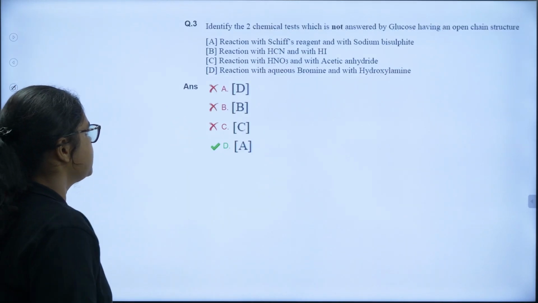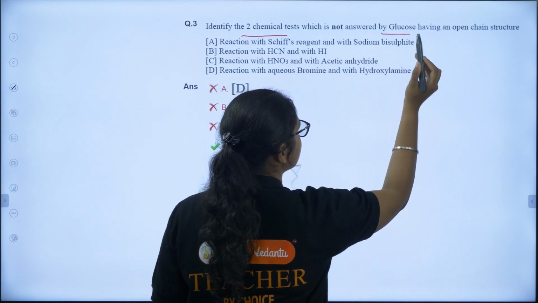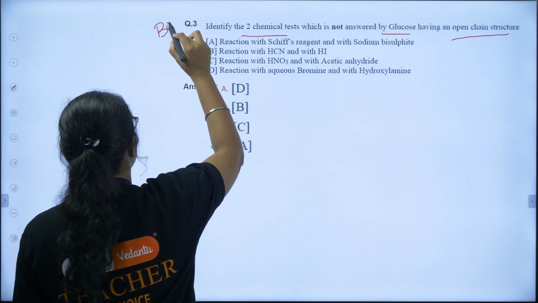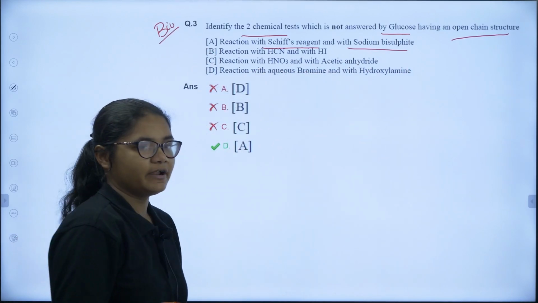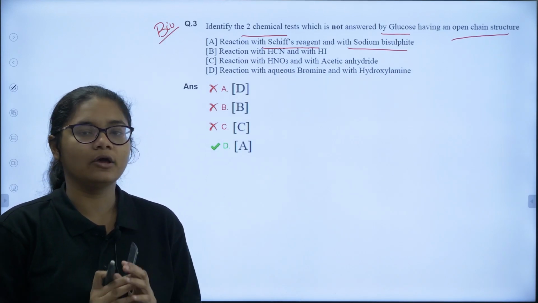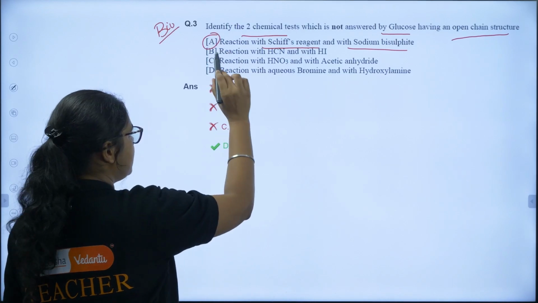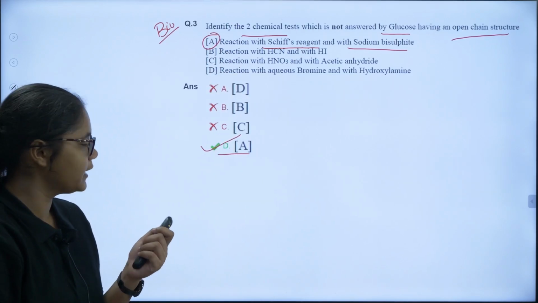Now see the next question. Identify the two chemical tests which are not answered by glucose having an open chain structure. The question is from your biomolecules chapter. The reaction with Schiff's reagent and with sodium bisulfite, these two reactions are not shown by the open chain structure; they are shown by your closed form structure, right? So the correct answer will be your A statement, which is there in option number D. So the correct answer is option number D, okay?